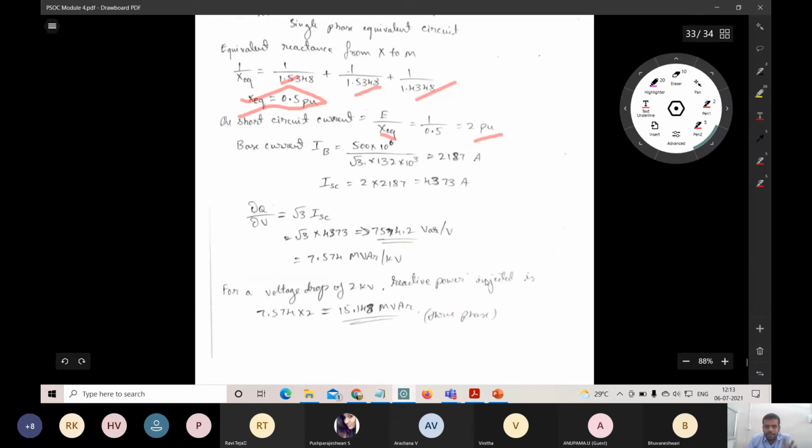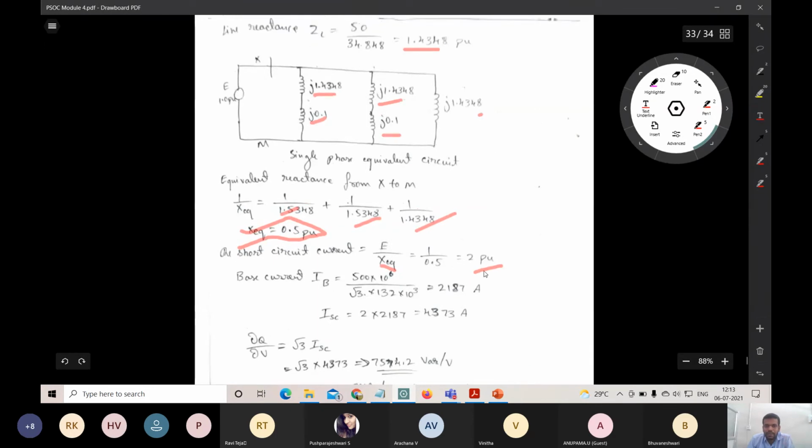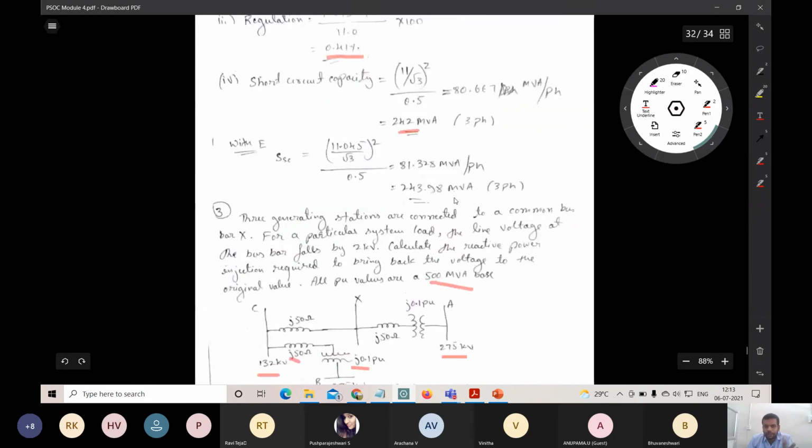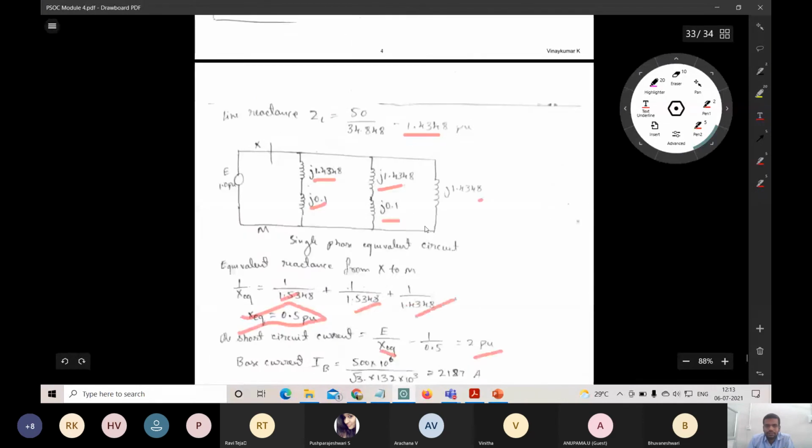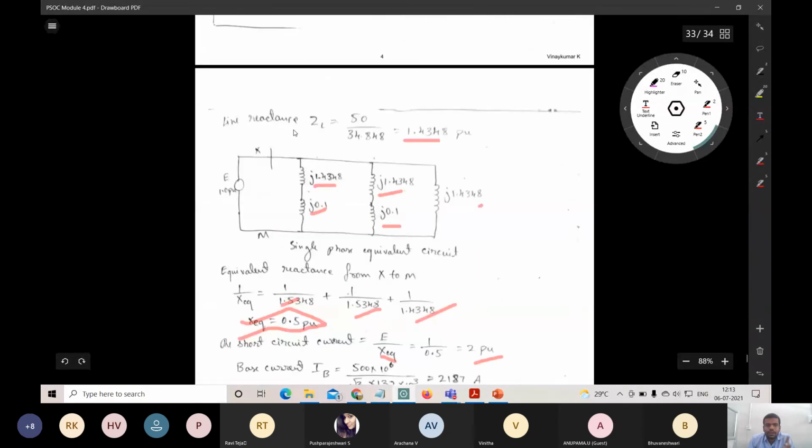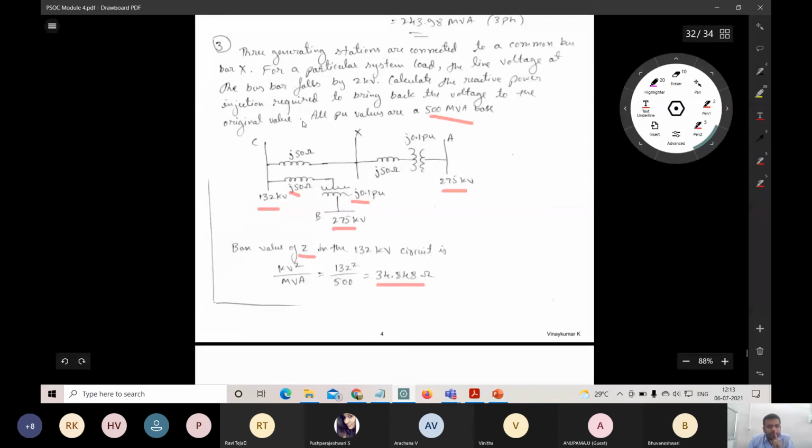So for base current IB, the MVA value he has given, IB is 500 divided by... And the first and foremost thing is that you have to decide beforehand for which bus you are calculating. Either you are calculating for the 132 kV bus or the 275 kV bus, or bus A, bus B or bus C. So that you have to first determine. I have first determined that I am calculating for 132 kV. Similarly you can calculate for 275 kV also.